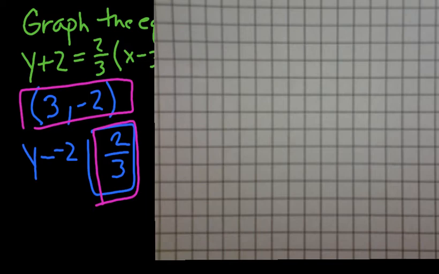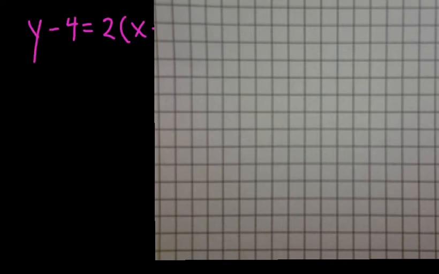Then those are my 2 points that I'm going to use to draw my line. So it's almost exactly the same, except you have a different starting point. The point is the starting point. You do the same thing with the slope. That's how you graph with point-slope form.